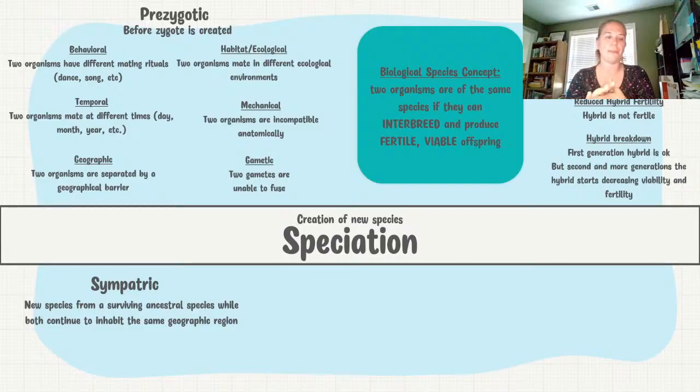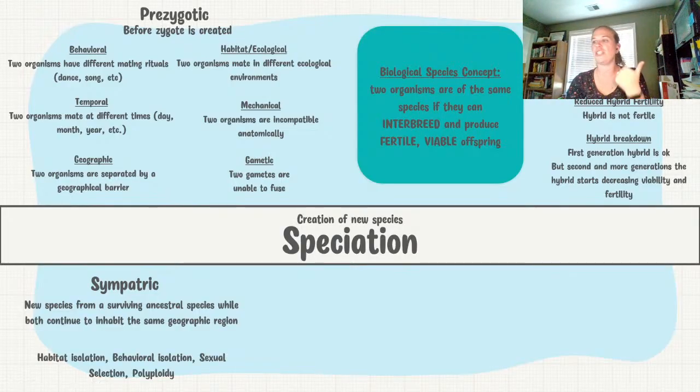Since they're in the same place, there's going to have to be more of these pre-zygotic barriers to inhibit them from coming in contact with each other and mating. So habitat isolation, behavioral isolation, sexual selection, and then polyploidy. Polyploidy has to do with having more than two sets of chromosomes. Bananas are triploid, and wheat I think is a tetraploid. So there are a lot of polyploid species out there.